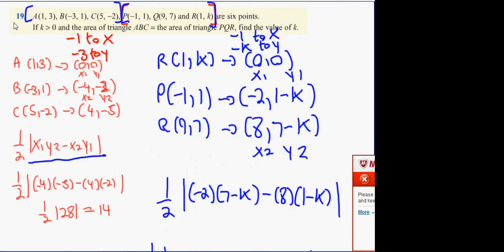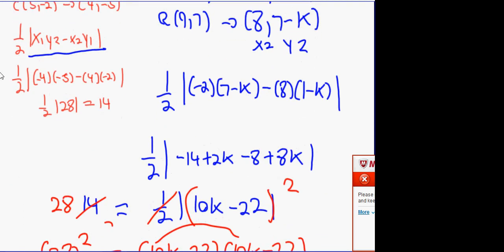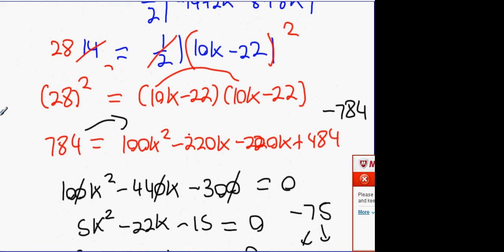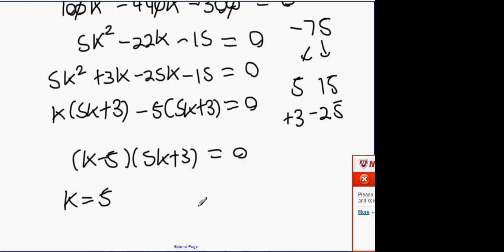But it still says find the value of k, it's singular. So k equals 5 is the right answer, and the other answer doesn't work. So 5k equals minus 3, k equals minus 3 over 5, if anybody remembered how I got 3 over 5.